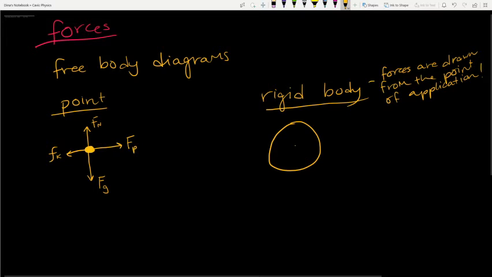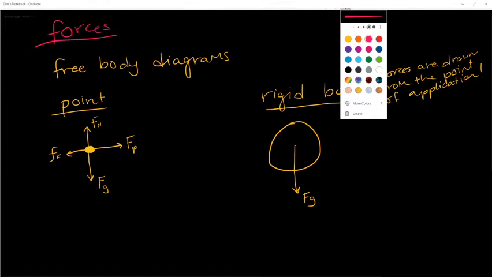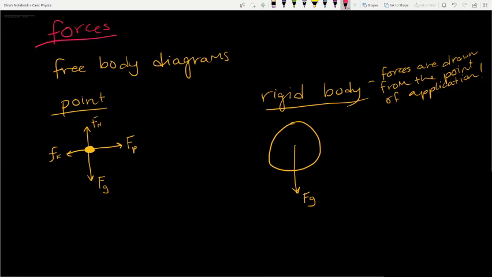For example, the force of gravity is going to be exerted from the center of the object. So this dot in the middle represents the center. My force of gravity is exerted from the center of the object. Now our normal force, I'm going to do a different color here just so we can see. Our normal force is going to be exerted from the surface. So if this wheel is on the ground, it's going to have a normal force exerted from the surface of the object. A little bit different than how we drew it for our point object.